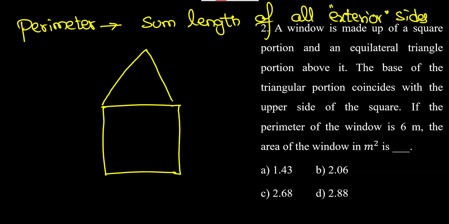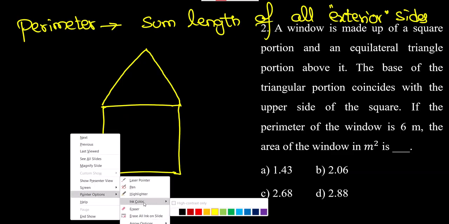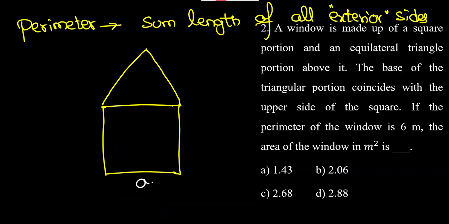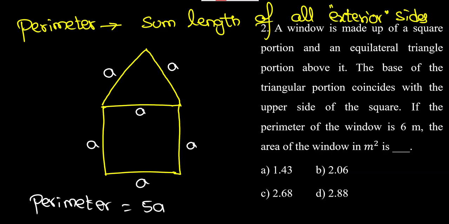Now, as per the question, the base of the triangle and upper side of the square both coincide. If each side of length is A, this is A, this is A, this is A, this is A. What about triangle sides? Equal triangle when one side is A, remaining also must be A. Now, what is the perimeter, my dear friend, in terms of A? Perimeter is 6 meters, okay. In terms of A, it is 5A, not 6A.